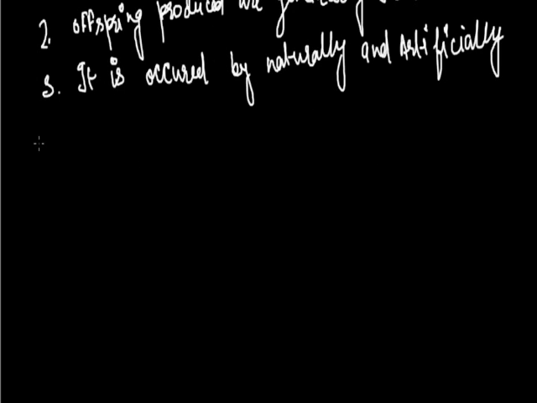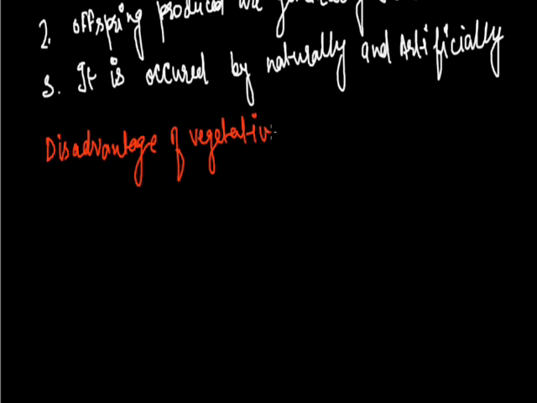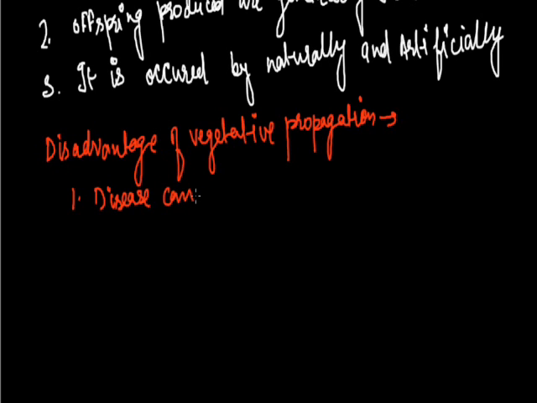But there is one drawback present in vegetative propagation, a disadvantage: disease can be easily transmitted. This is a drawback of vegetative propagation, that disease can be easily transmitted.